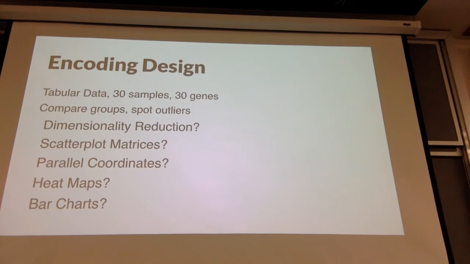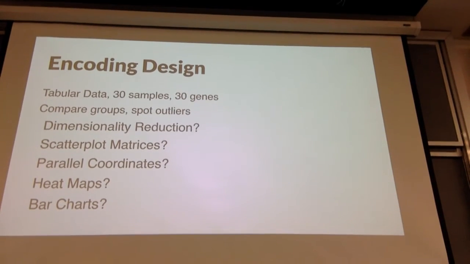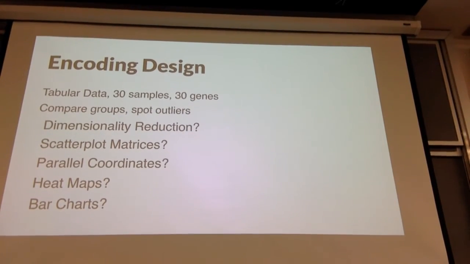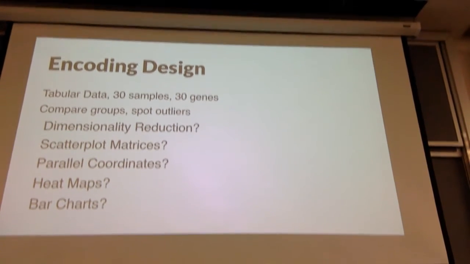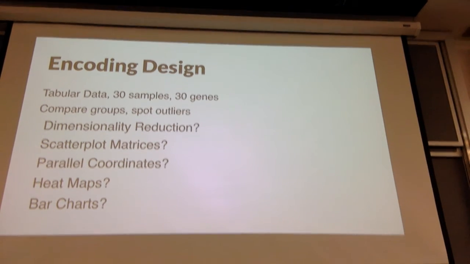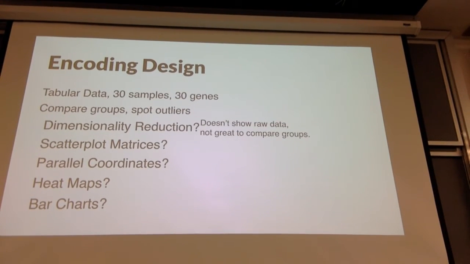So basically these are the kinds of questions that you could ask yourself when you talk about encoding design. We have tabular data, about 30 samples, that's what is specified, and in the pathway we could probably have about 30 genes. We want to compare groups and spot outliers. One approach would be to use dimensionality reduction and see what the similar genes are. But it doesn't really show us the raw data, and it's not great at comparing groups.